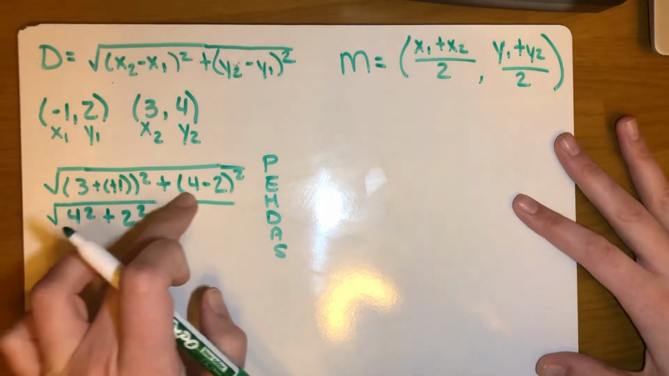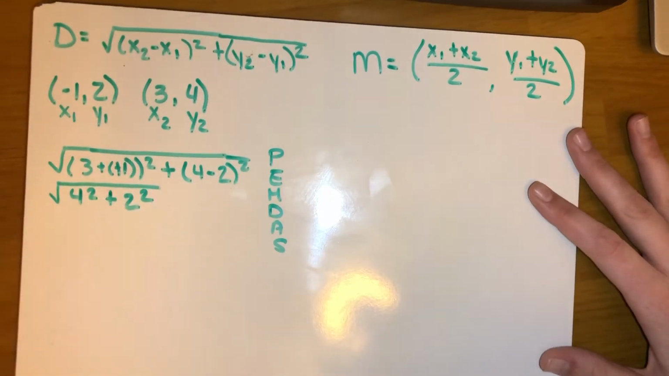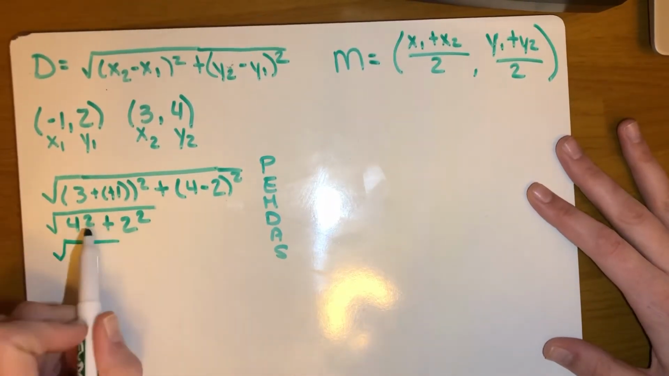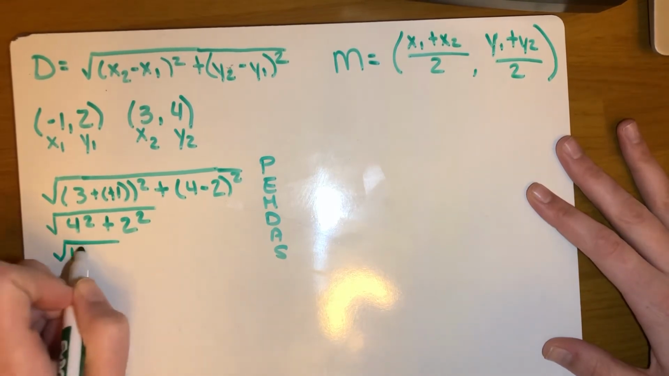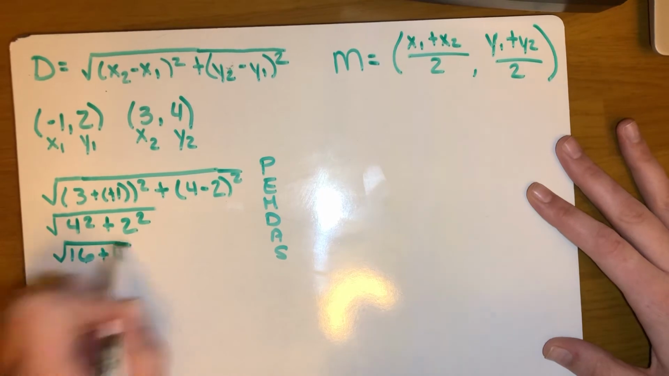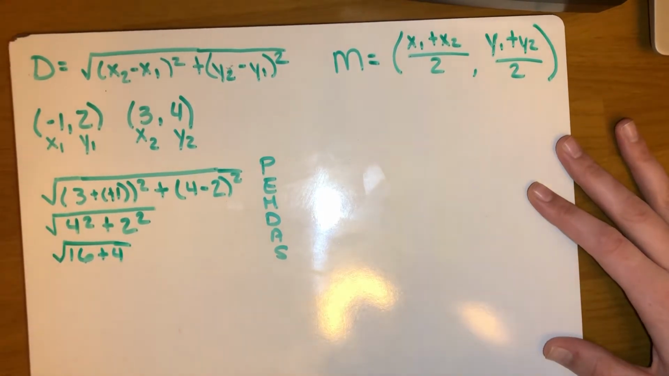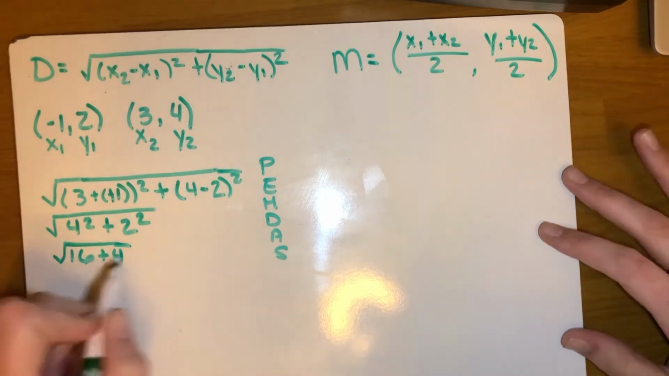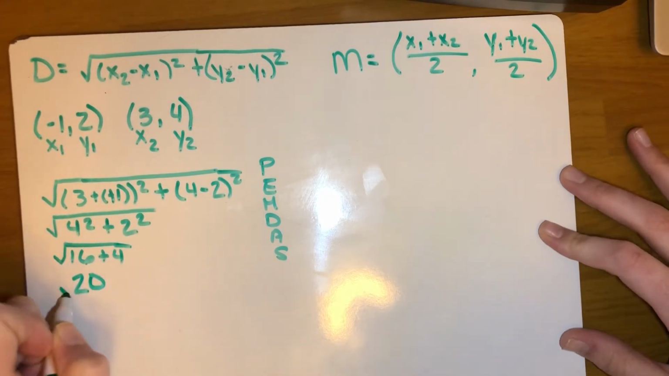Next step is exponents. So I'm going to go ahead and square those numbers. So square root of, well, 4 squared is 16, and 2 squared is 4. Next up is to do what's under that square root symbol and get 20. So we have the square root of 20 here.